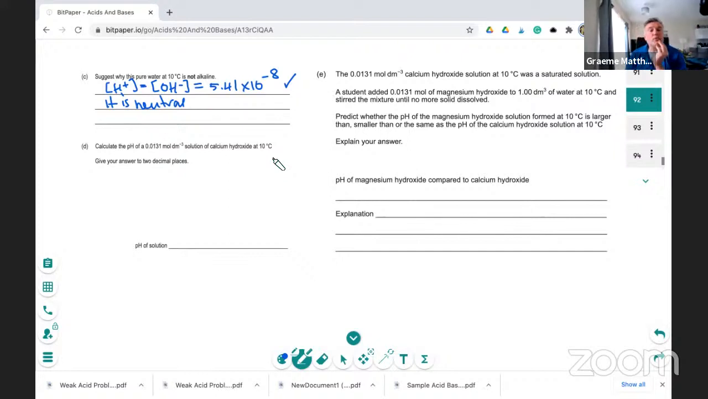Let's see, can I see this one real quick? Calculate the pH of, what's that, 0.00131? Hold on. I've got the big version over here, actually see it.